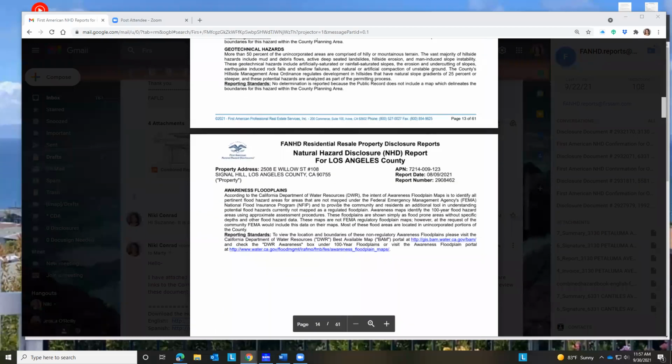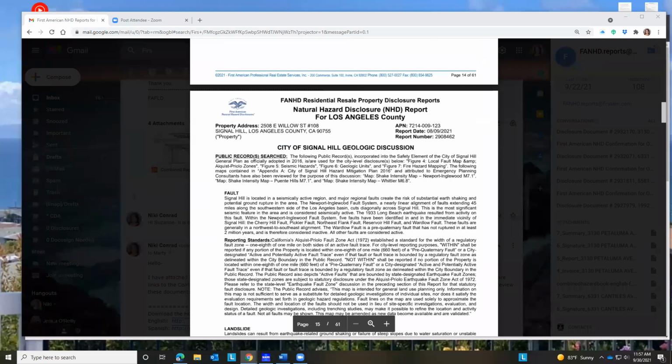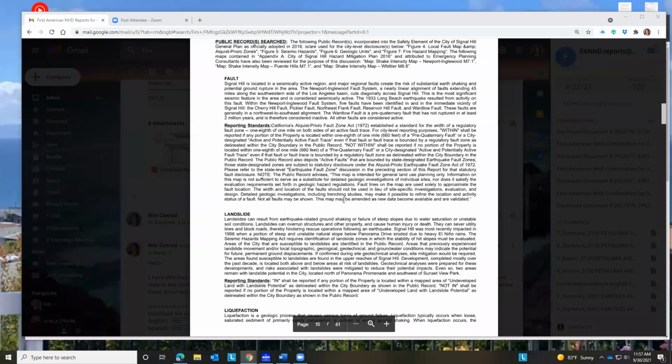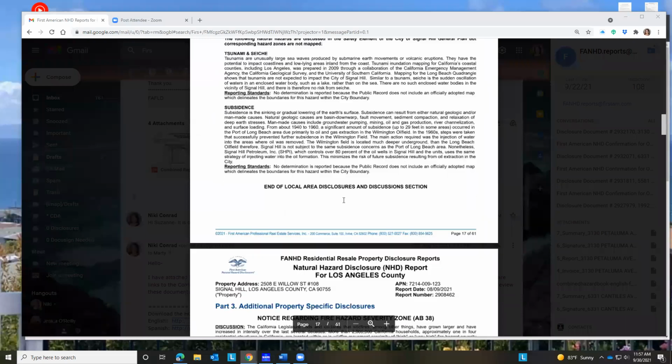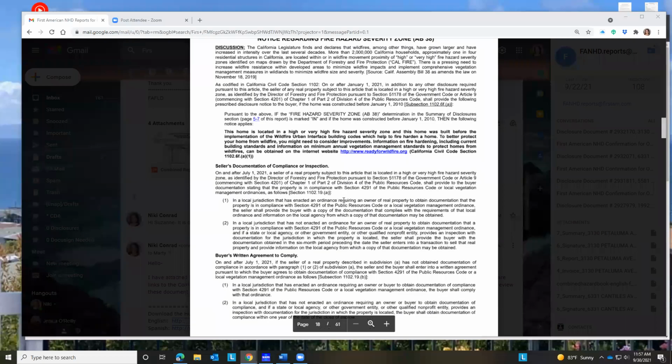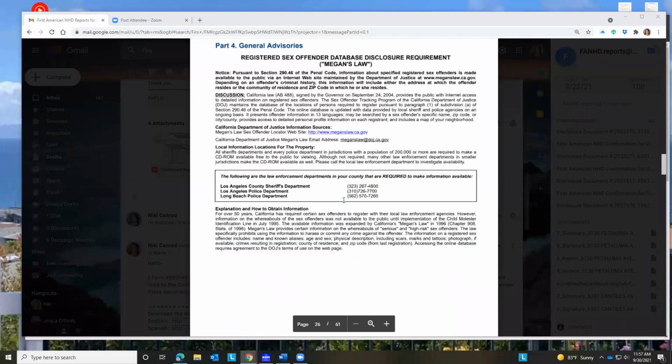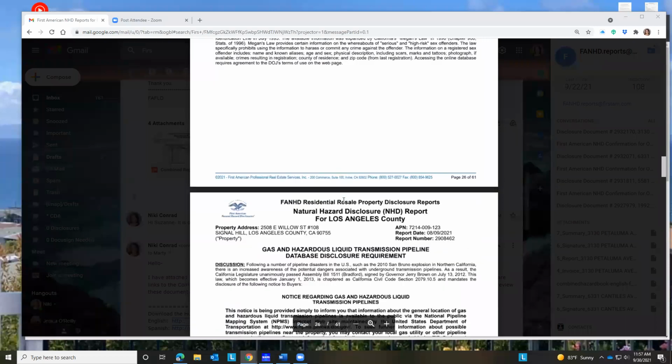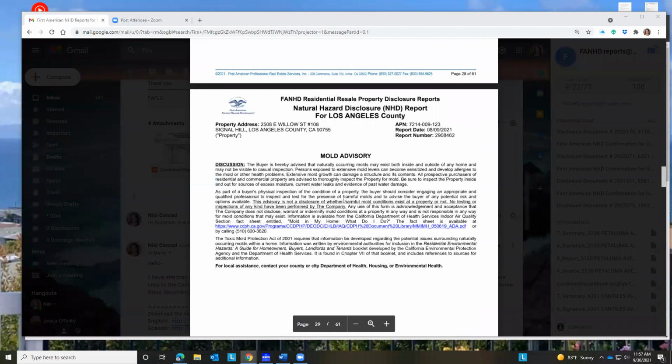There is also a part in the natural hazard disclosures. I'm coming to it. Right on. Okay, that's all the environmental stuff.